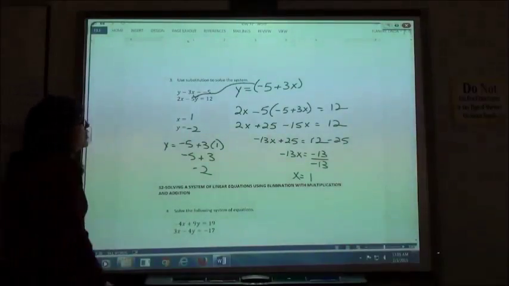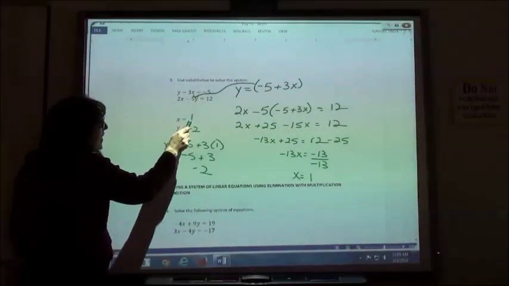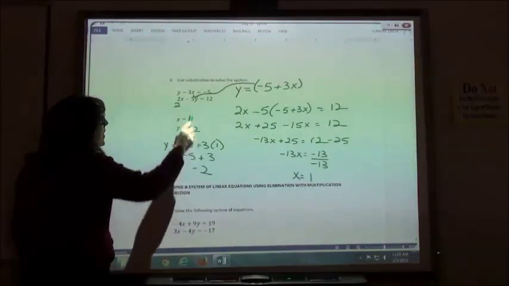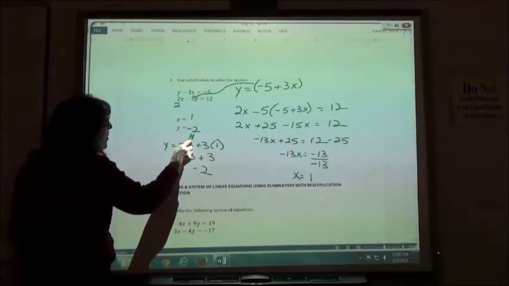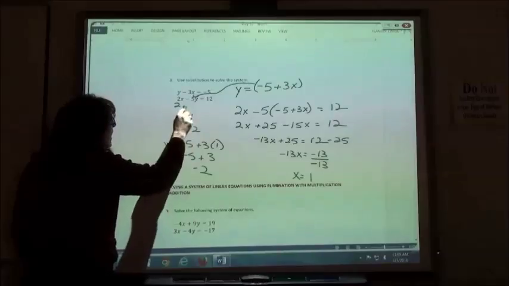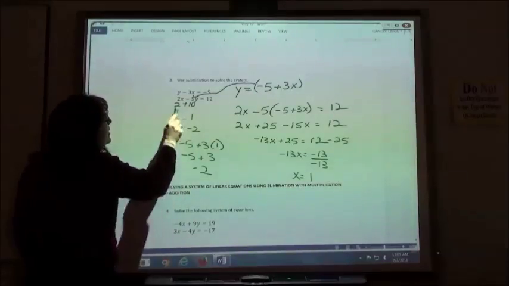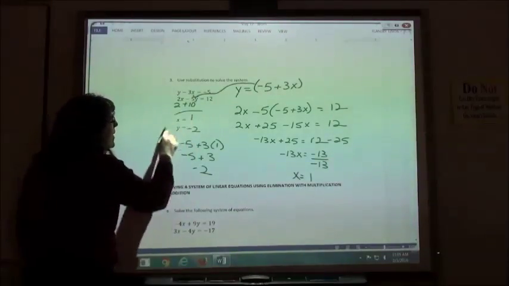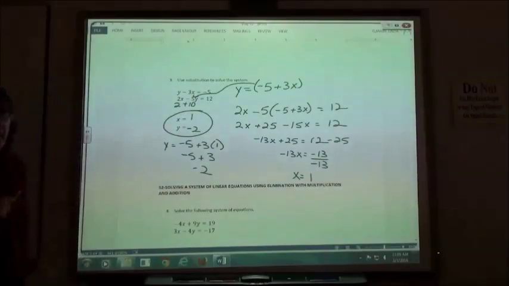Again, if I just quickly check that, 2 times the x value of 1 is 2. -5 times the y value of -2, a negative times a negative would make that positive 10. 2 plus 10 is 12. Checks out. I have my answers.